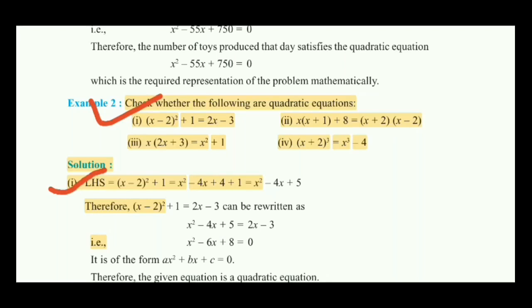After solving its left hand side, you can take the right hand side and simplify it. After simplification of both sides, left hand side as well as right hand side, according to the question, you can compare them. After comparing, you will get an equation. That equation is x square minus 6x plus 8 equals 0.